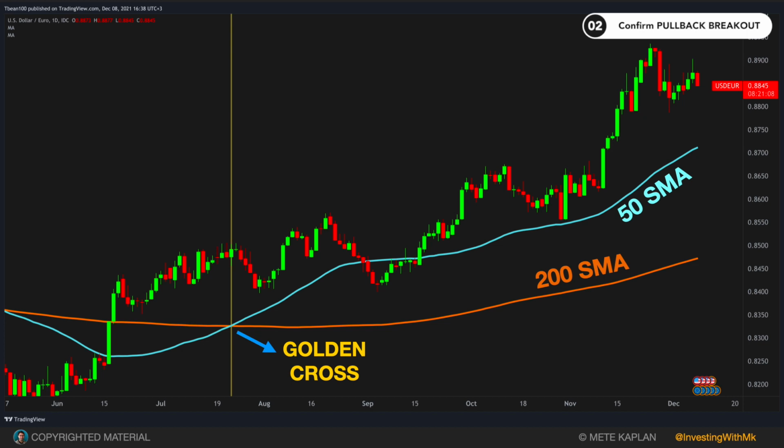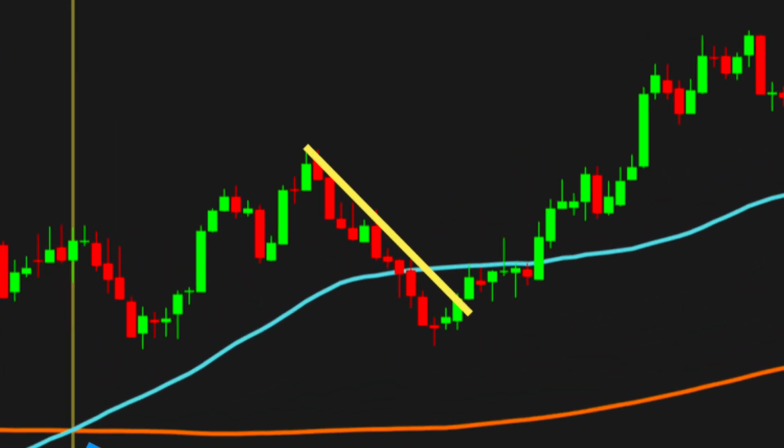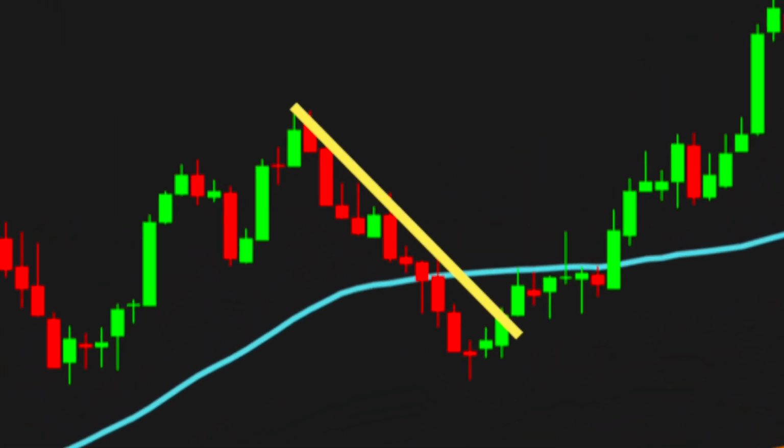Okay, as you can see, our first example is USDEUR. A recent Golden Cross happened as we like it. Now as you can see, this is our pullback. Pullbacks are very easy to detect small downtrends on big uptrends. The trick is there should be a minimum of 3 touch points to be a valid pullback.